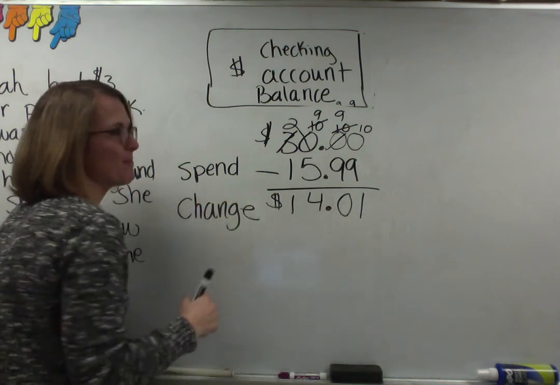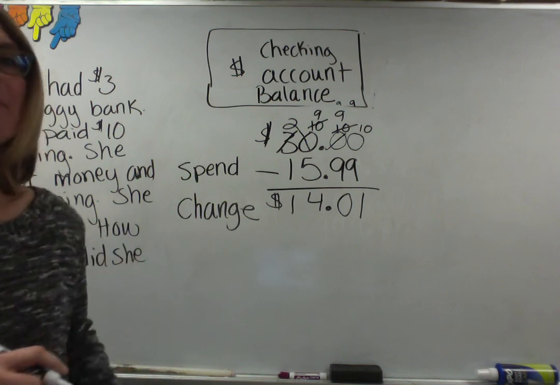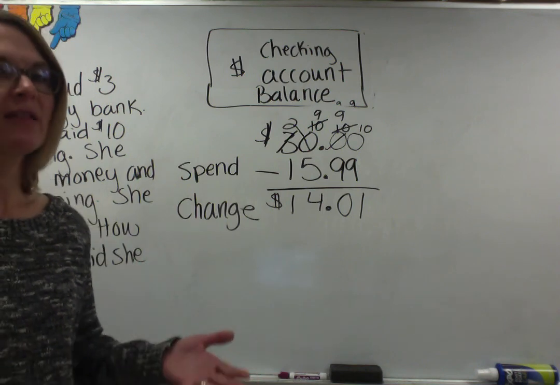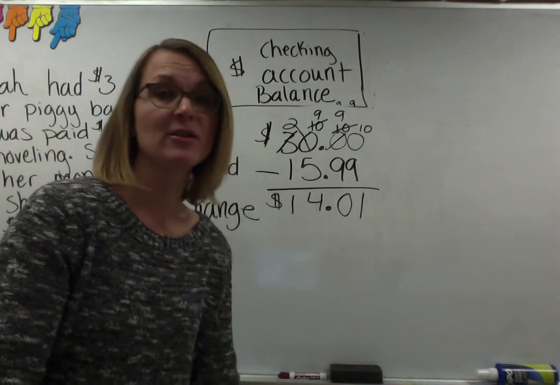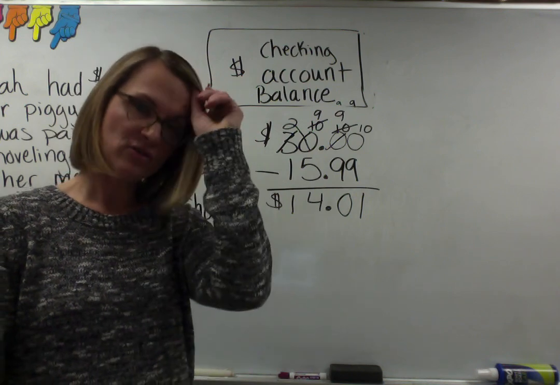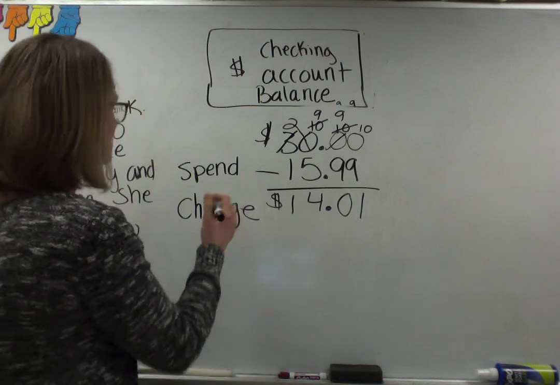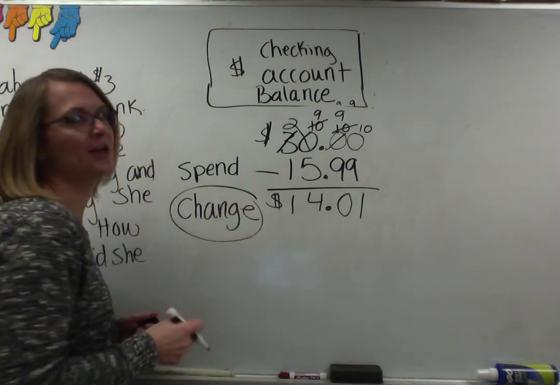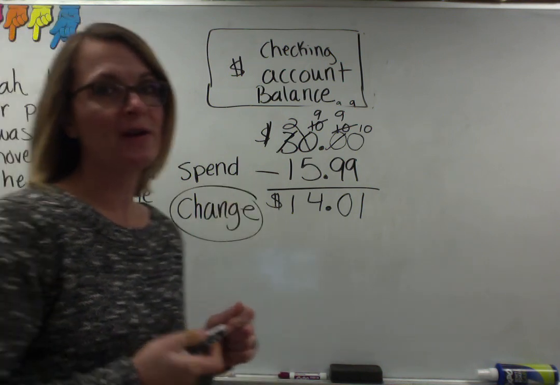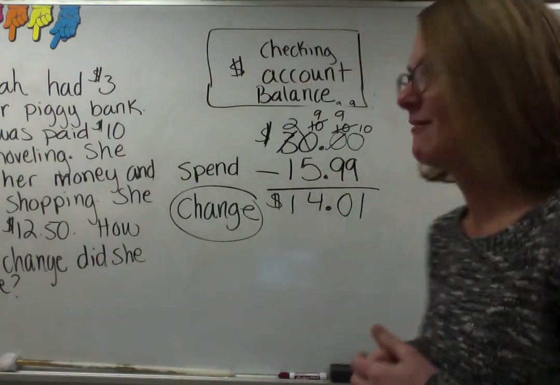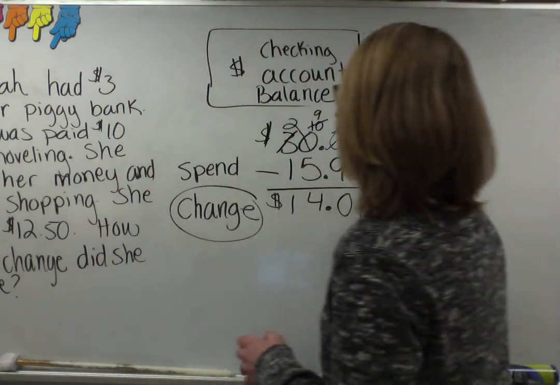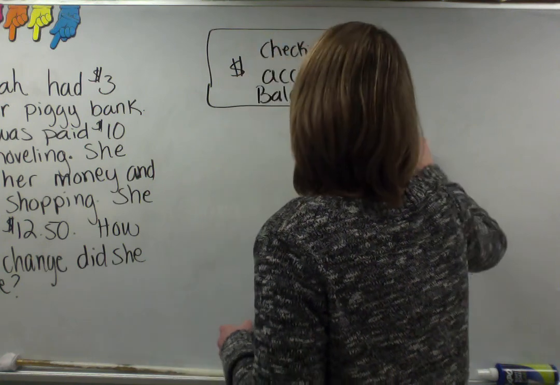This is what I get back after I spent my money. So my change is kind of like what I have left. And as you know, what you have left has to do with subtraction. That's a subtraction word. So if I need to find change, I need to subtract in order to figure out what the change is, because change is what I have left. So these are how some of the money words are going to work.